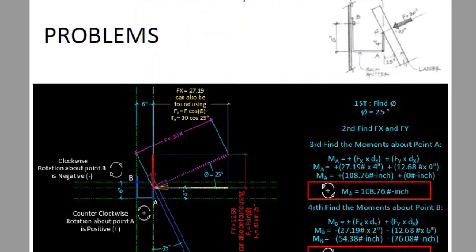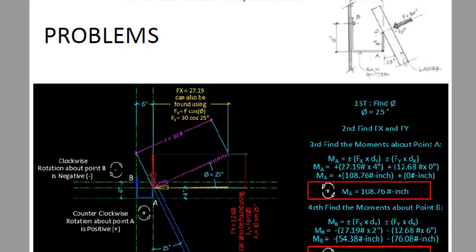Next, let's look at problem 2.21. This one reads that a rain gutter is subjected to a 30-pound force at point C. As shown, we are to determine the moment developed about A and B. To begin this problem, first, we must find the correct theta to work with. We find that after drafting the problem, theta will be equal to 25 degrees. Next, we find the Fx and Fy components of F.